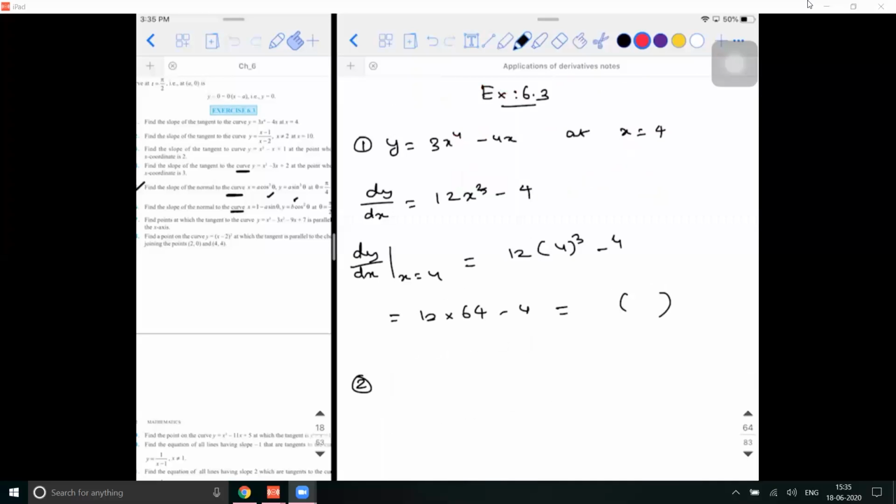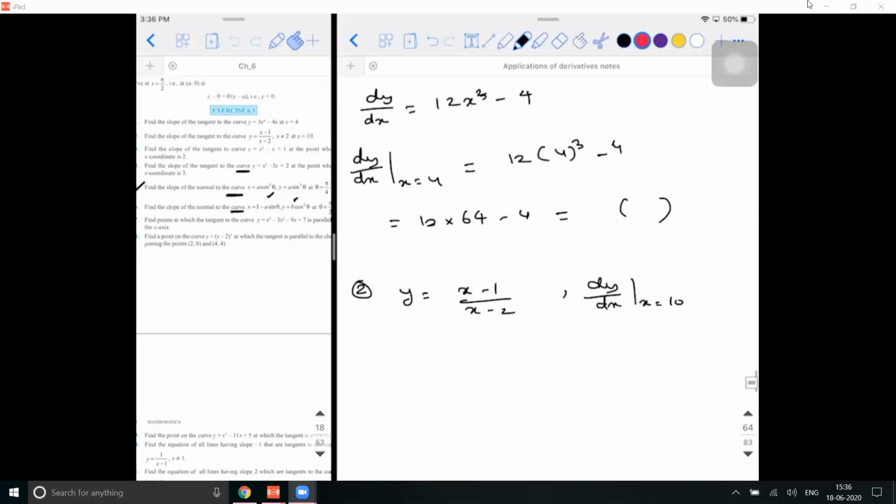Second. The second one is, find the slope of the tangent to the curve y is equal to x minus 1 by x minus 2 at x is equal to 10. So again, the curve is y is equal to x minus 1 divided by x minus 2. We need to find dy by dx at x is equal to 10. So how to do this?